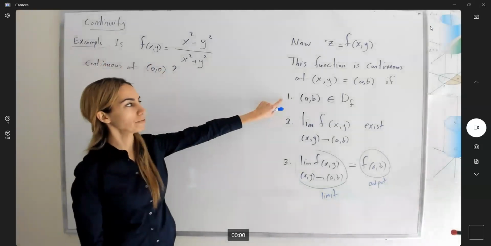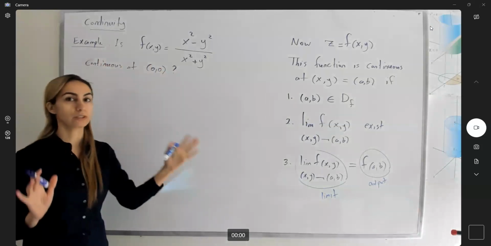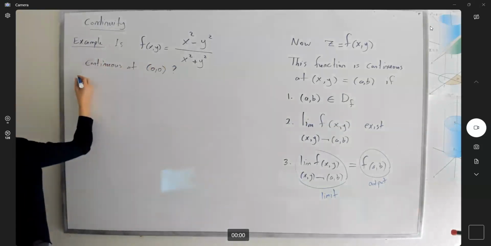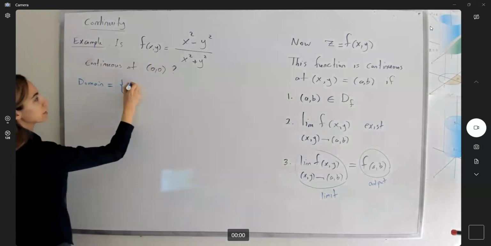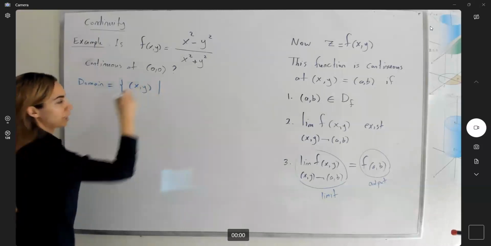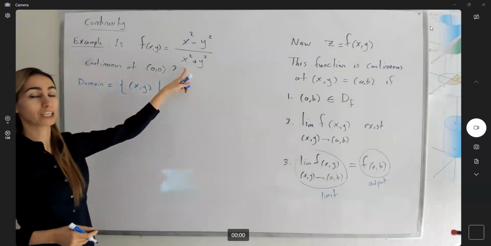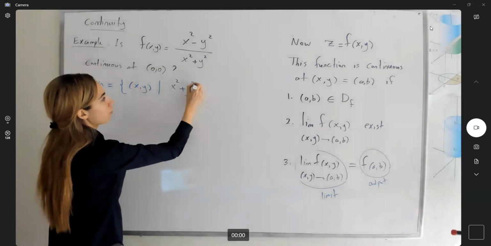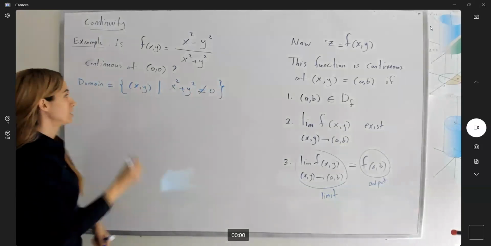We need to check to see if that given point belongs to the domain of the function. So we need to know what is the domain of this rational function, all right? Recall that the domain of a rational function is the set of all points or pairs, like x and y, with the condition that my denominator cannot be equal to 0. So the condition is x squared plus y squared cannot be 0. But this is just pure algebra.